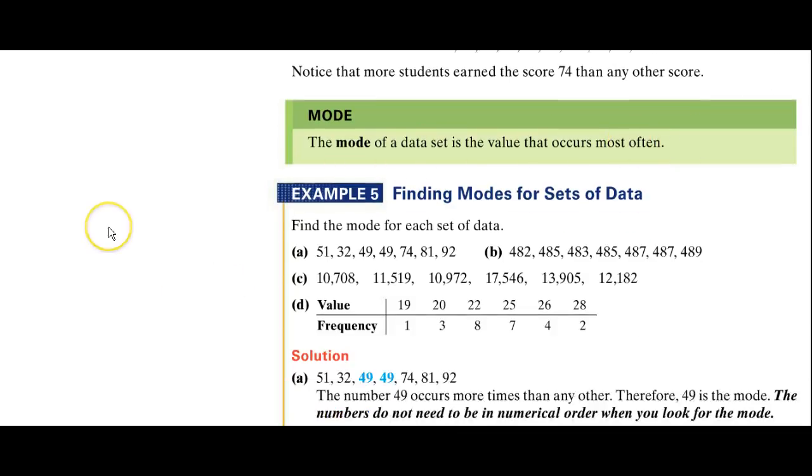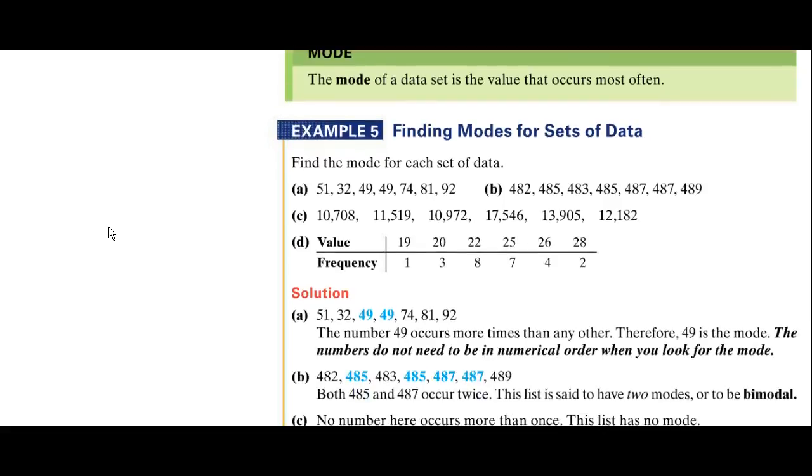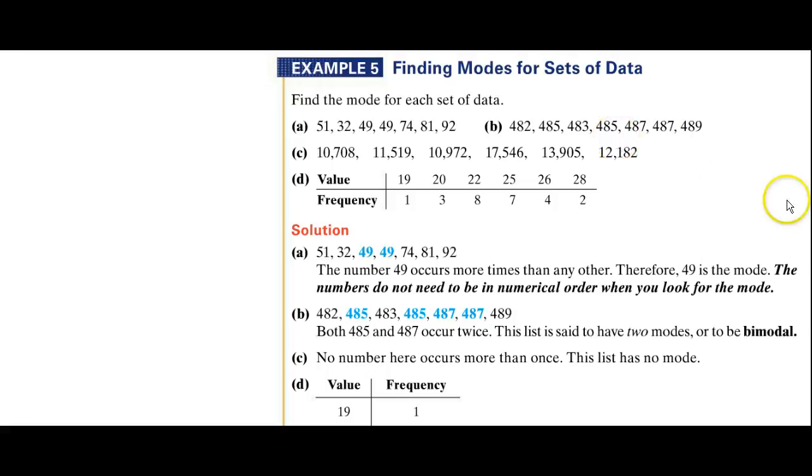All right, so an easy example here. Find the modes for each set of data. As we look at example A, find the mode, and we scan them and see we have 2 49s. That's the only ones that are repeated. So we say our mode is 49.